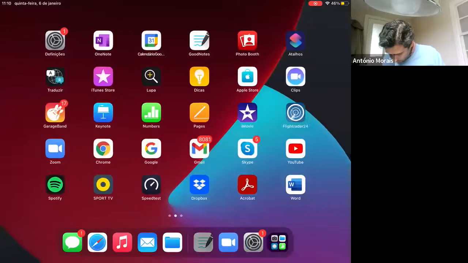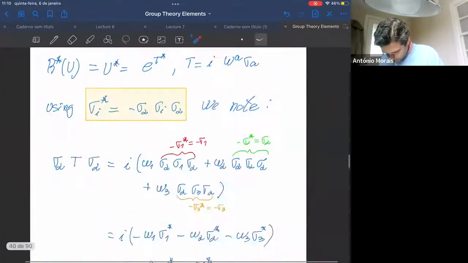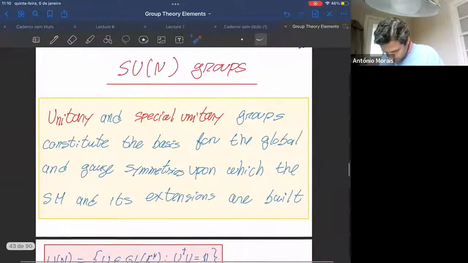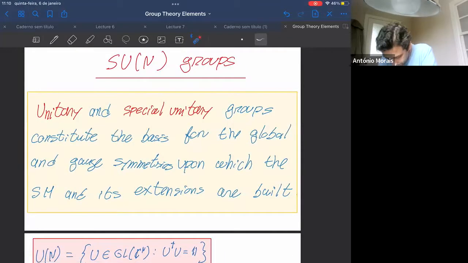Right. So let's move on then. Having seen this, SUN groups. Let's start discussing SUN groups. And there you go. What are they? They are the so-called special unitary groups.